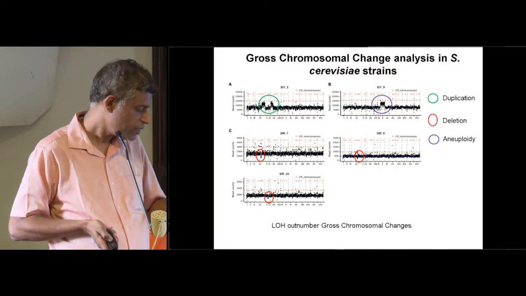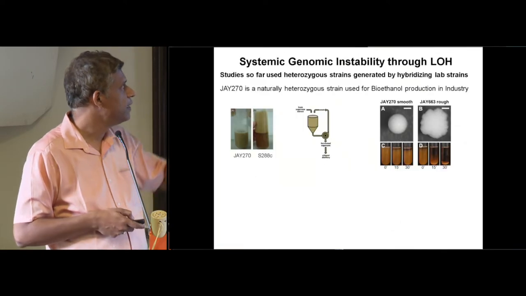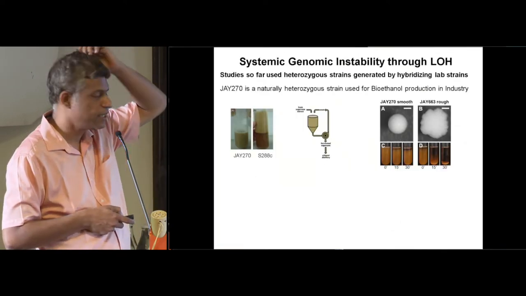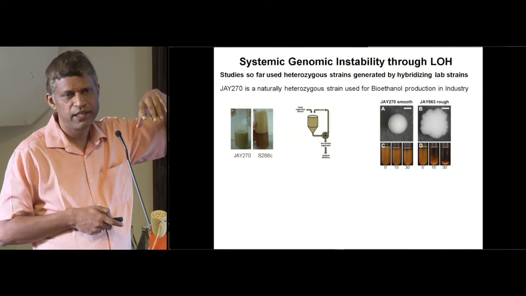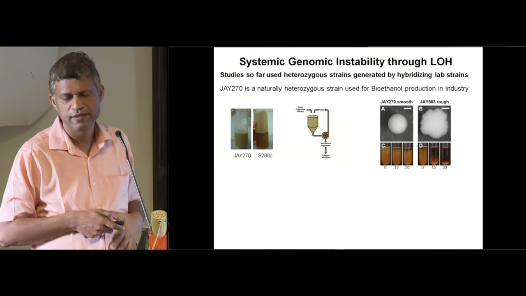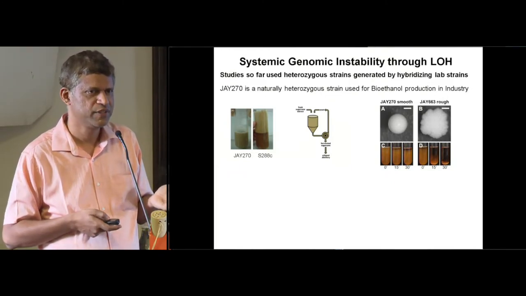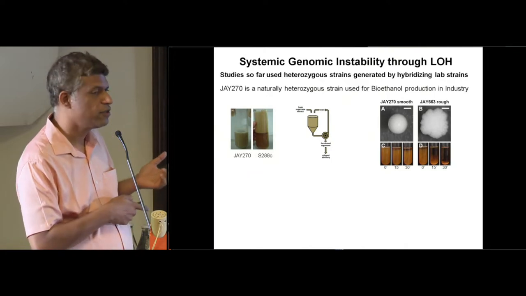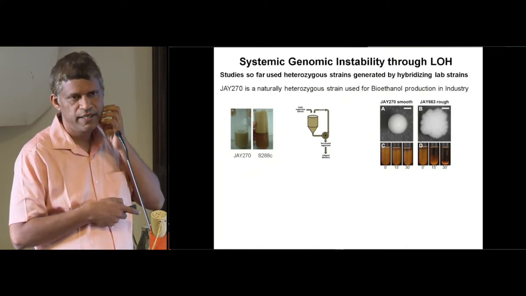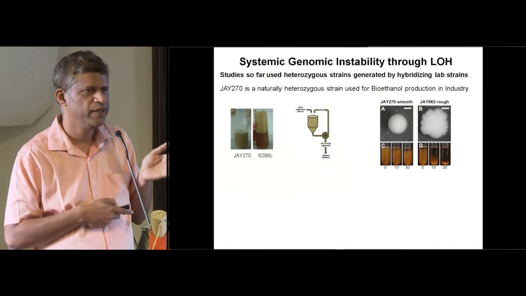events. So while we were doing this work, we had a nice collaboration with another group, which was working with industrial strains of yeast. Now, unlike the lab strains, which are homozygous, the strains that are used in the industry are mostly heterozygous in nature. One such strain is called JY270. This strain is used for bioethanol production, for a variety of reasons.